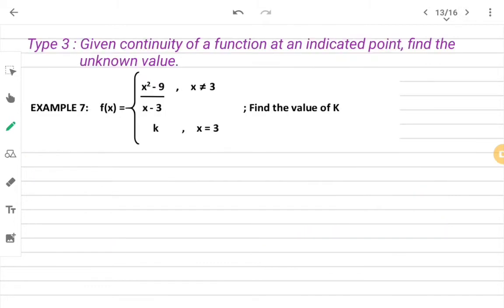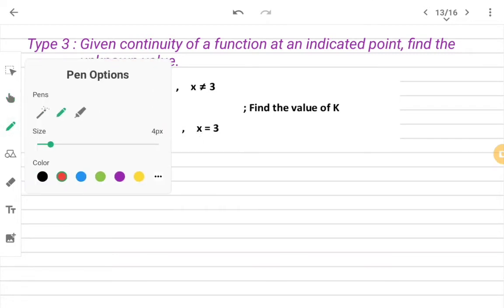And the third type is: given continuity of a function at a indicated point, find the unknown value. That means they are given that the function is a continuous function, but we need to find a variable in it. Here the variable given is k. So we need to find the value of k.